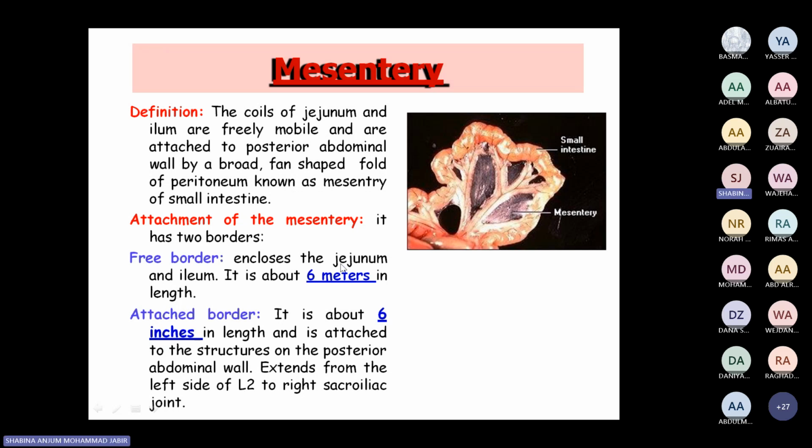And what about the free border? It is like a fan. If you make a fan with paper, its posterior border will be narrow and the anterior border will be broad. You can see the difference: 6 inches posteriorly, 6 meters anteriorly at the free border, which will enclose the jejunum and ileum.